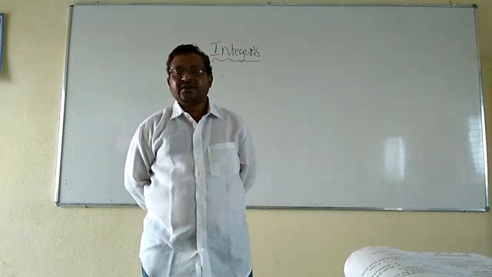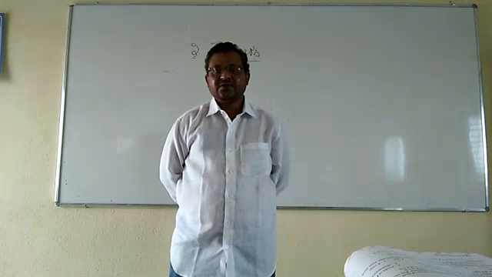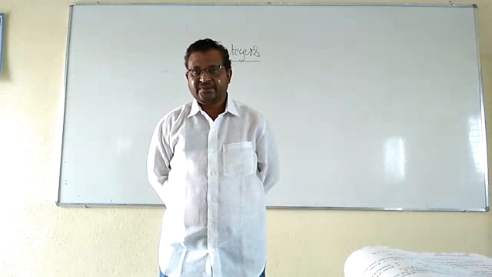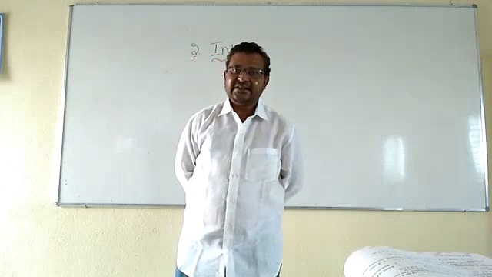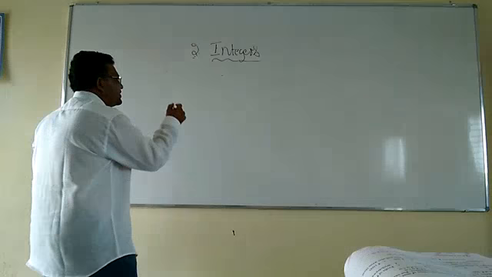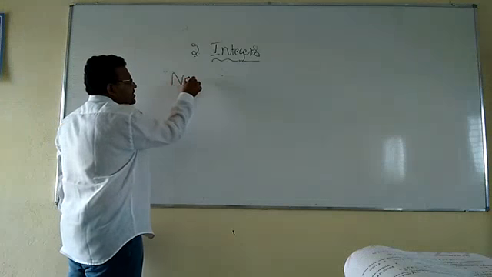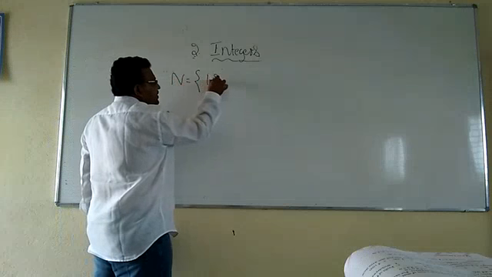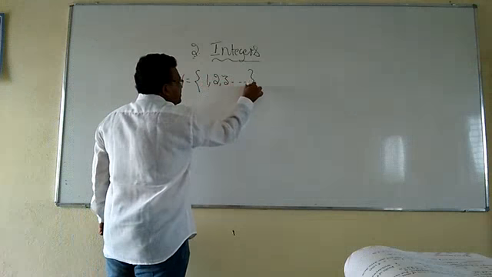In the previous class, we completed the first chapter successfully, that is science. The second chapter is integers. And we know natural numbers. Natural numbers are counting numbers. We denote natural numbers by letter N. Those are 1, 2, 3, 4, and so on, infinite.